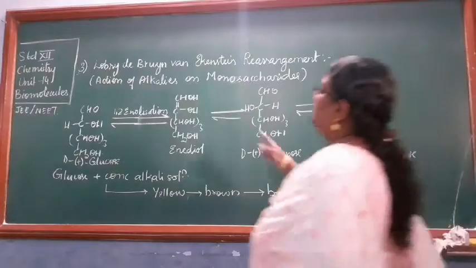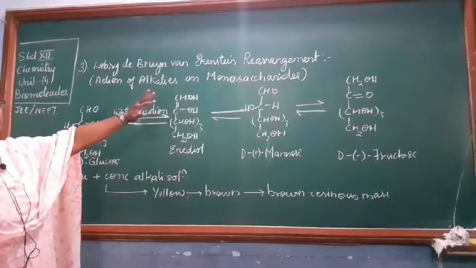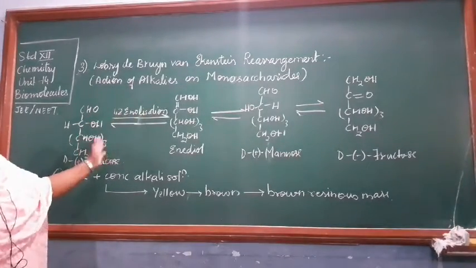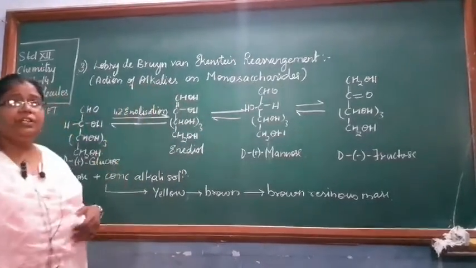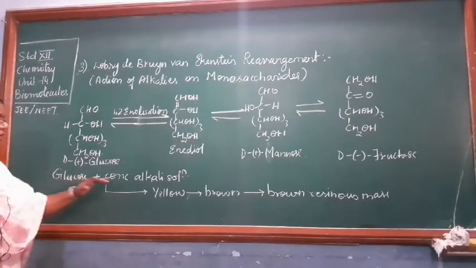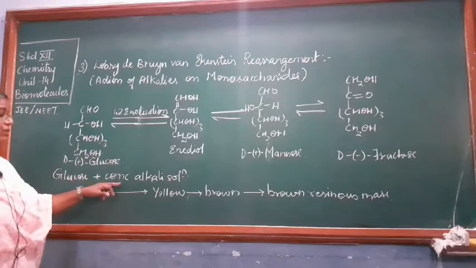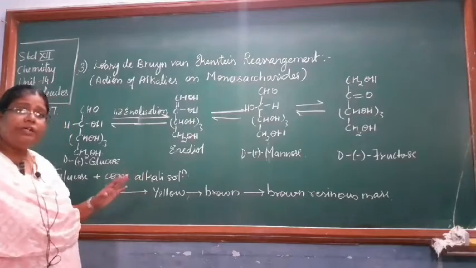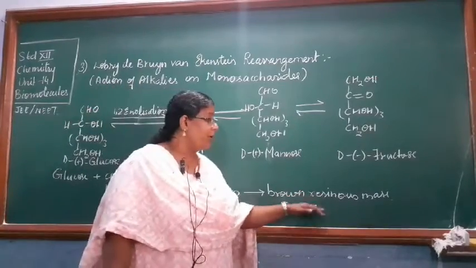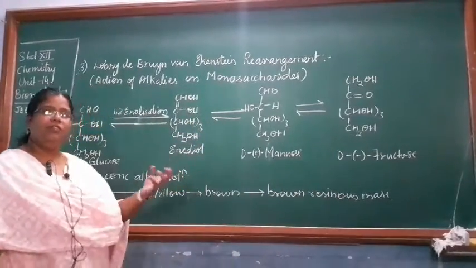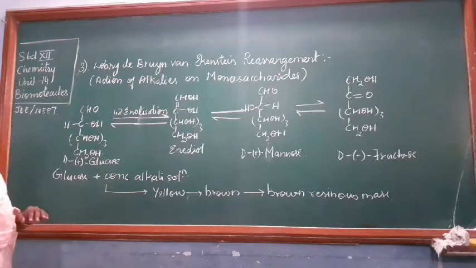Now, we will discuss the reaction of glucose, or rather any other monosaccharide, with alkali. We have taken the example of glucose, that is why I am talking about glucose. Glucose, when you treat it with concentrated alkali solution, what is happening? First it will turn yellow, then it will turn brown, and lastly it will go into a brown resinous mass. You obtain a mass of brown color. This is when you are treating the glucose with concentrated alkali solution.